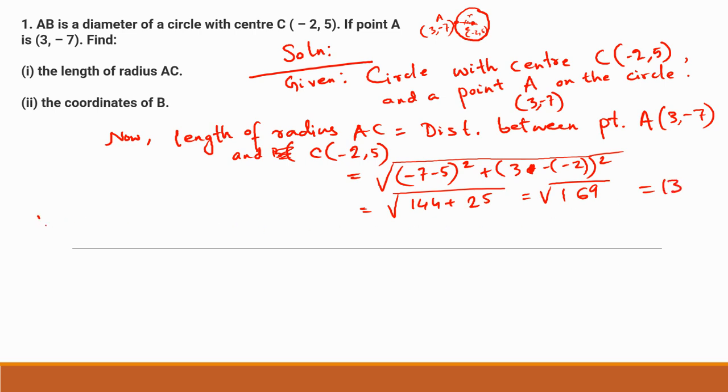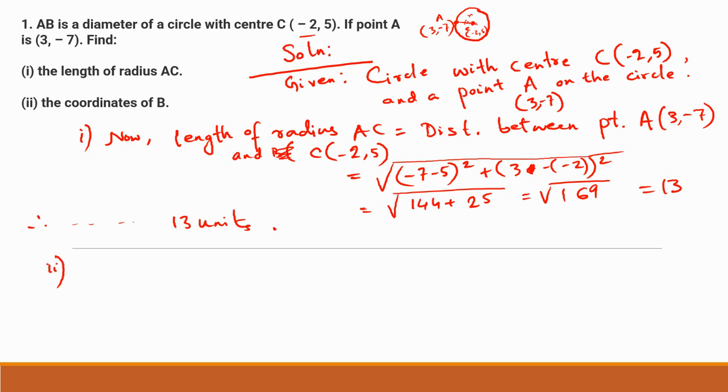Therefore, the length of the radius is 13 units. The reason you need to write units is that there is no centimeter, meter or kilometer given, so you don't know. Otherwise I might think it should be centimeter, but nothing is there, so it should be just units. Okay, this is number one.